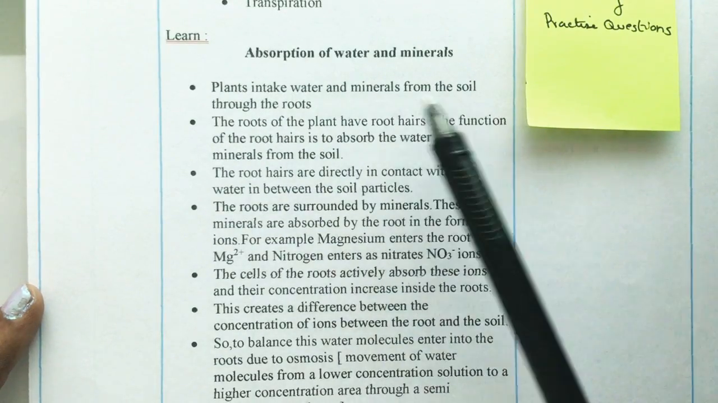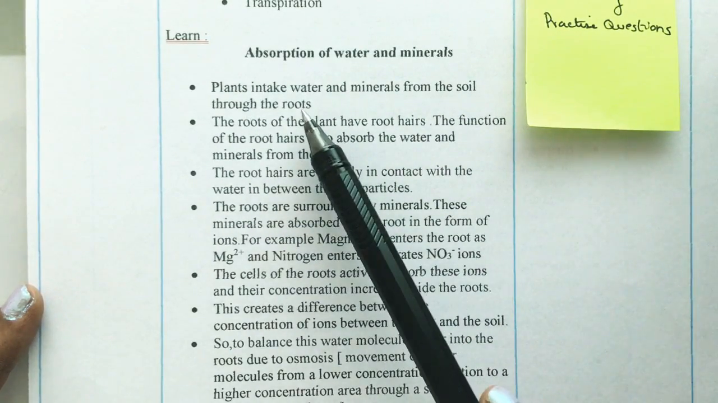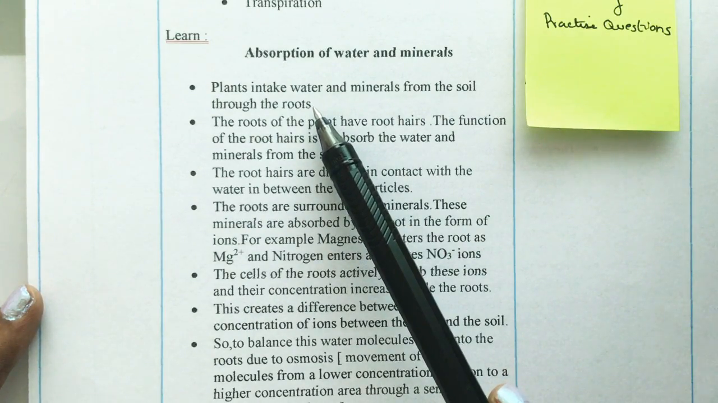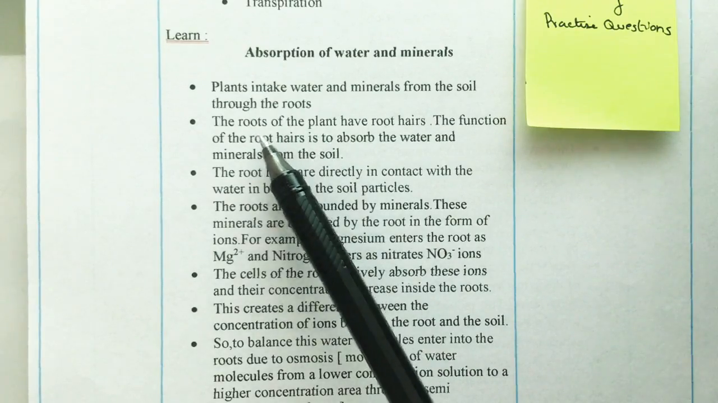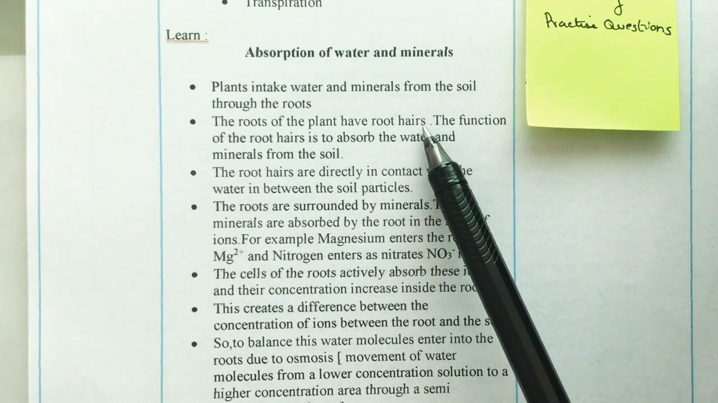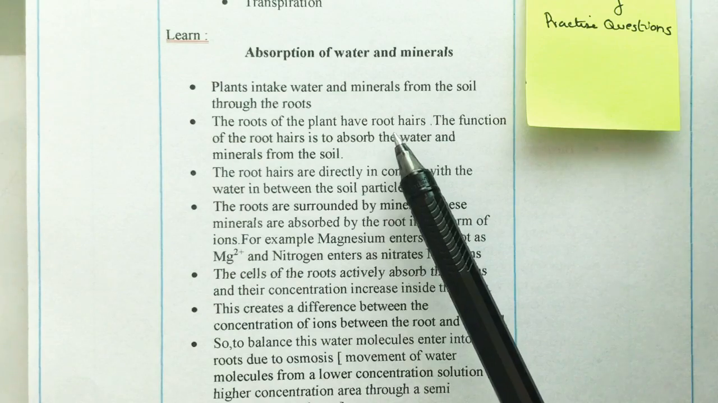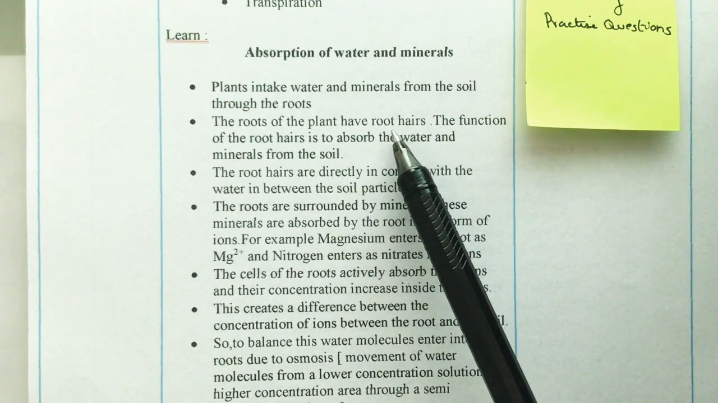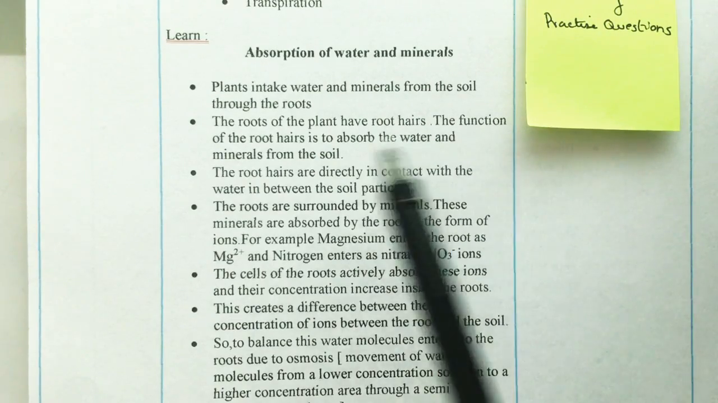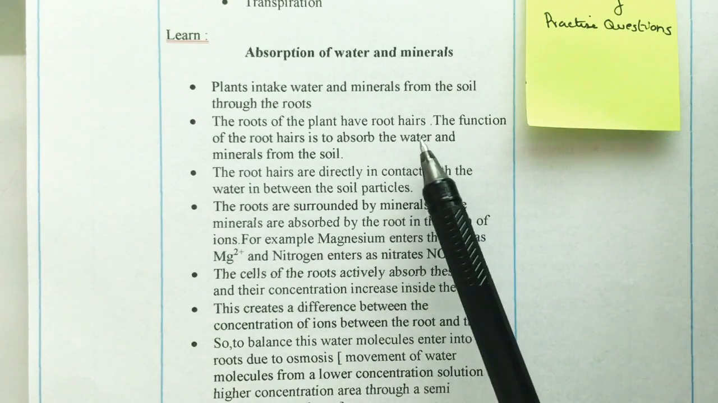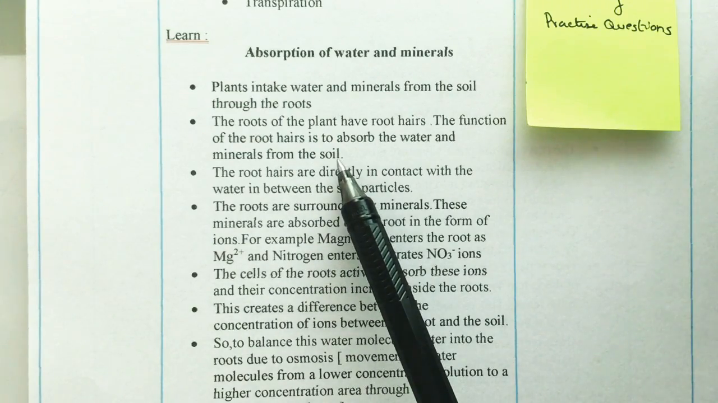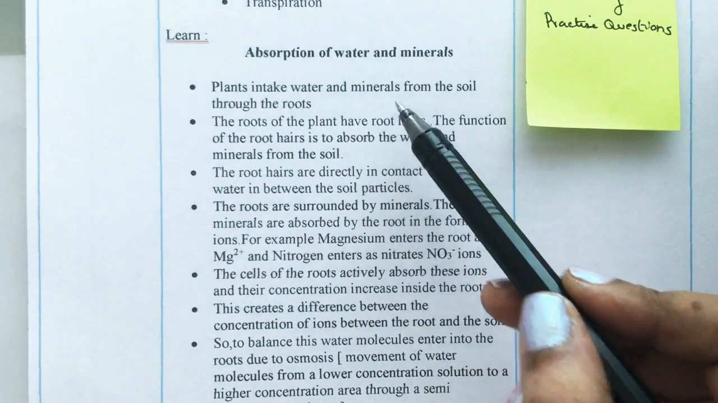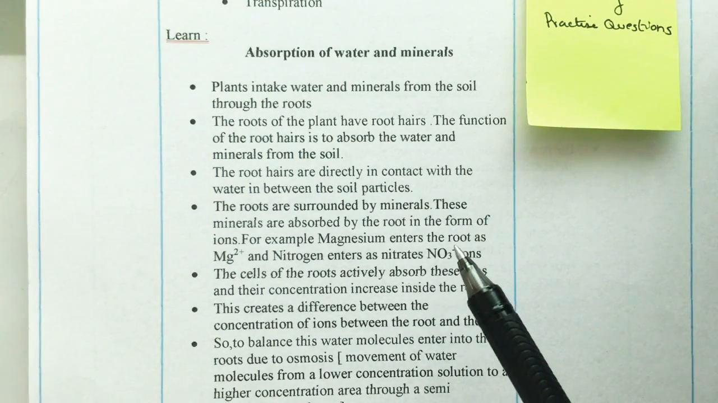Plants intake water and minerals from the soil through the roots. This we are well aware right from our earlier classes. The roots of the plants have root hairs, that is, the primary and the secondary roots of the plant have root hairs. The function of the root hairs is to absorb the water and minerals from the soil. So, these 2 points we have already learnt in our previous classes.